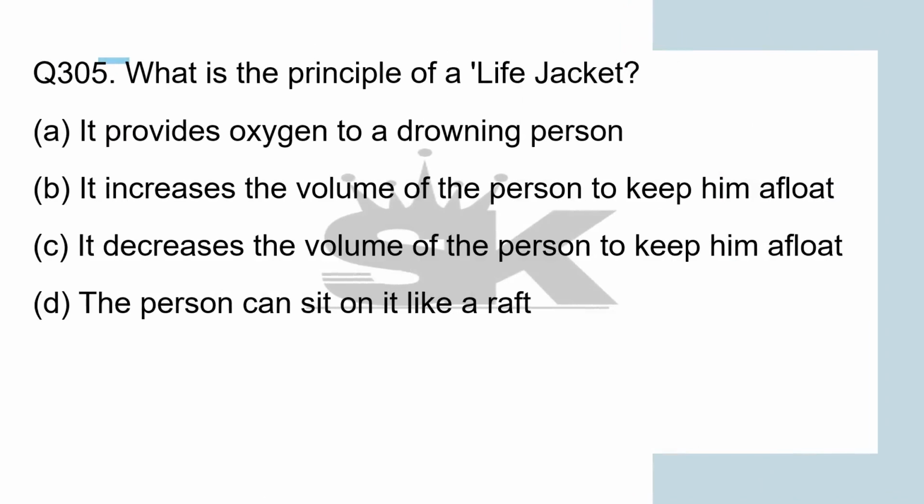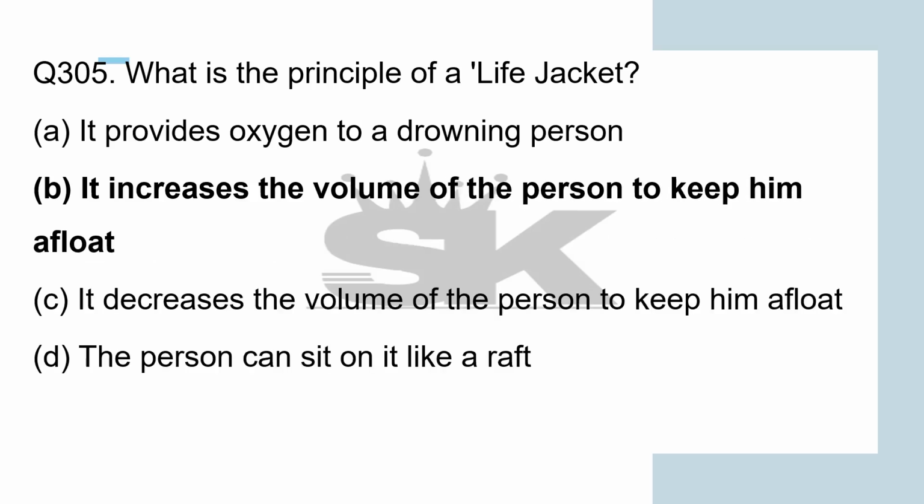What is the principle of a life jacket? Answer is it increases the volume of the person to keep him afloat. For an object to float, it must be able to equal its own weight by displacing enough water. A life jacket is mainly filled with a gas which has a very low mass. As such, when worn by a person, it acts to significantly increase their volume for only a very small increase in their mass. This means that they have a lower density than normal, which increases their buoyancy and helps them to float.